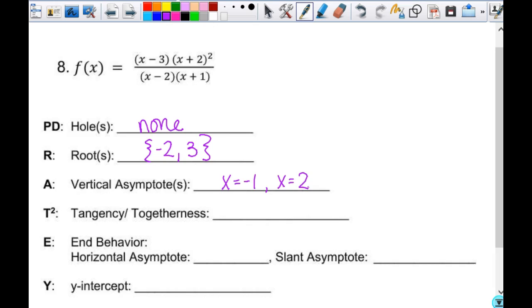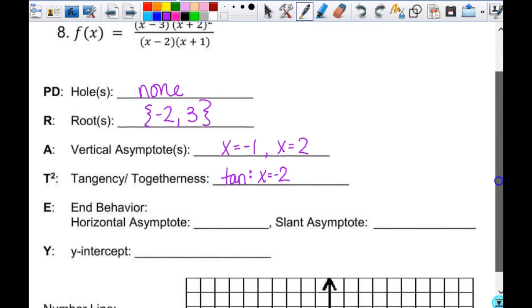Tangency and togetherness. So here I do have some, because in the numerator I have a factor that has an even exponent. So in the numerator it's tangency. So it's tangent at x equals -2. No togetherness though, because I don't have an even factor on the bottom.